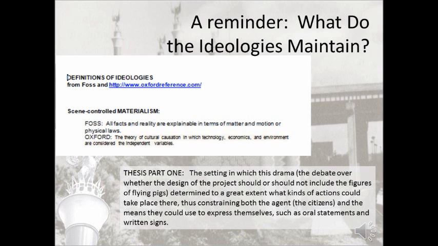I've therefore written a sentence that would function as the first part of my thesis for a pentadic criticism of the project, stating that the setting in which this drama, the debate over whether the design of the project should or should not include the figures of flying pigs, determined to a great extent what kinds of actions could take place there, thus constraining both the agent, the citizens, and the means they could use to express themselves, such as oral statements and written signs.